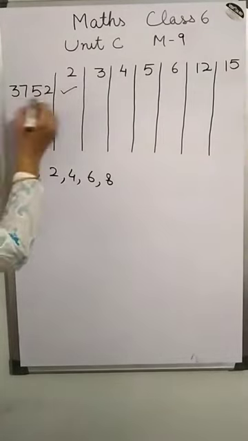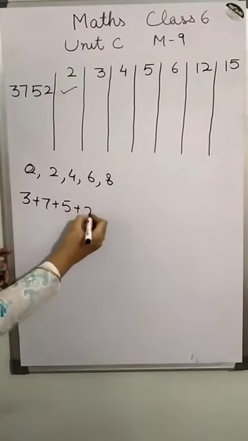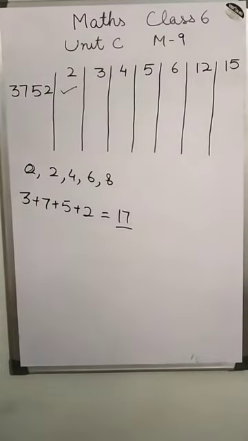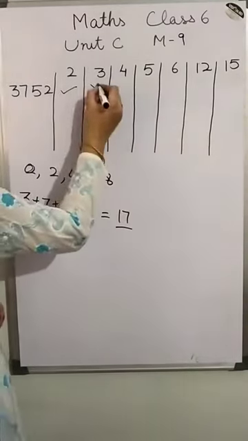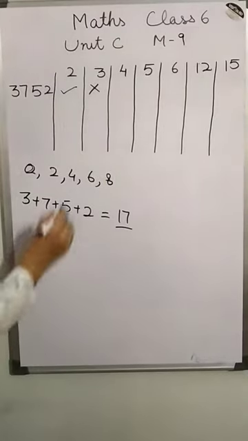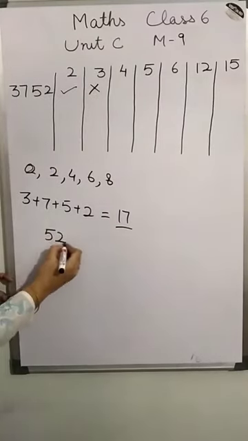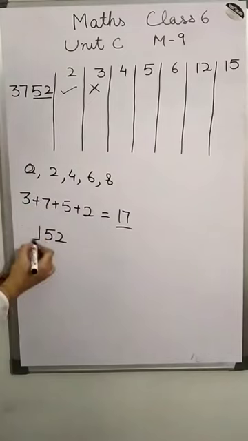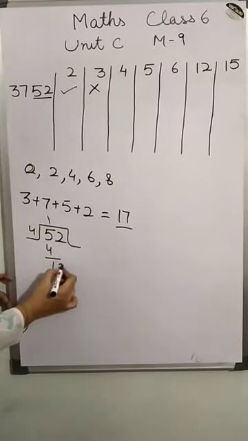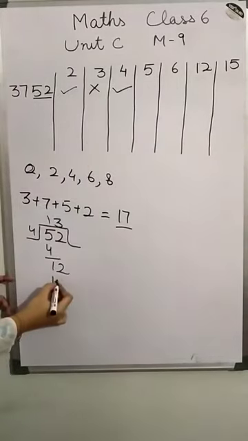For 3, find the sum of the digits: 3 plus 7 plus 5 plus 2, which is 17. 17 is not divisible by 3 and it is also not divisible by 9. Now for 4, take the last two digits and check whether they are divisible by 4 or not. Yes, it is divisible by 4.